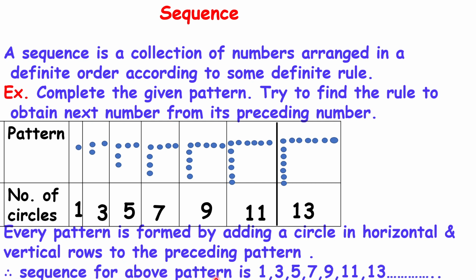The sequence for the above pattern is 1, 3, 5, 7, 9, 11, 13, and so on. Here these numbers are arranged in a definite order and we add 2 circles to the previous pattern. That means to get the next number, we have to add 2 to the previous number. And this is the definite rule in this collection of numbers. Therefore, this collection of numbers is nothing but a sequence.